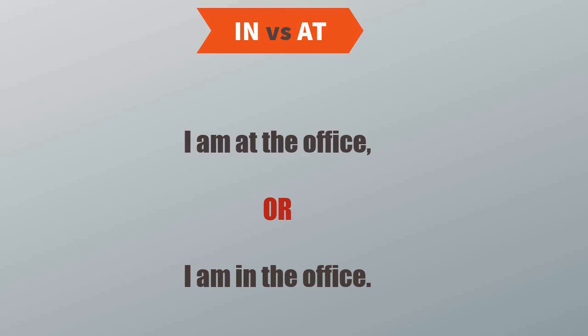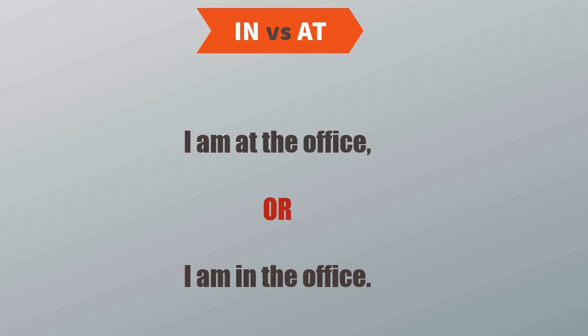You can use at with a place, in with a place, both are correct. You can be at an office, in an office, both are correct. You can be in a shop, at a shop. You can be at a mall, in a mall. Both can be used interchangeably. But please understand, when your location, when you being inside a place is important, use in.